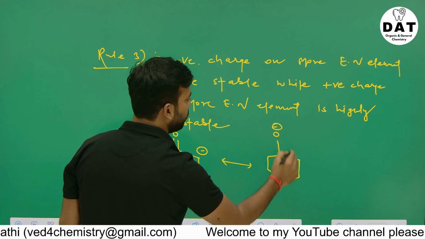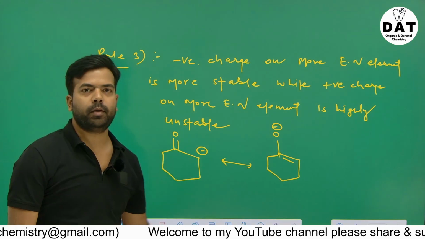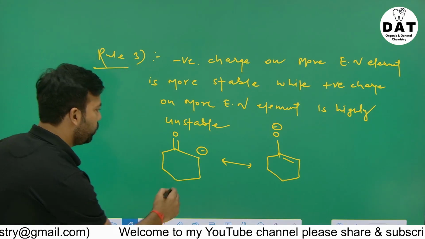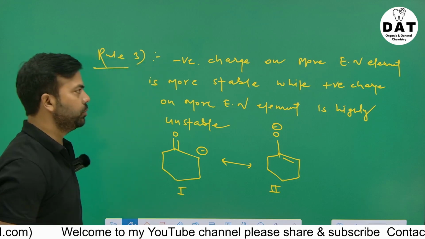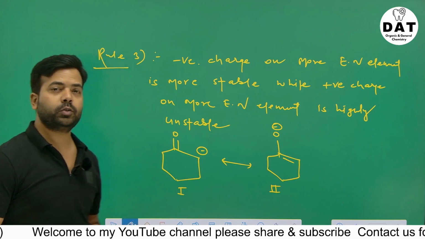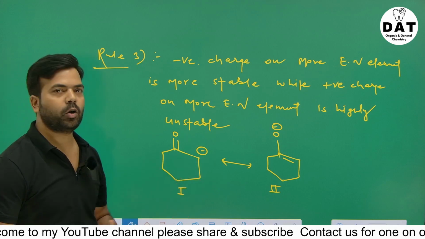I always told you, always follow each rule one by one. So here we have two resonance structures and we have to compare which one is more stable. So rule 1 is what? More the double bond, more will be stability. So they have equal number of double bonds.